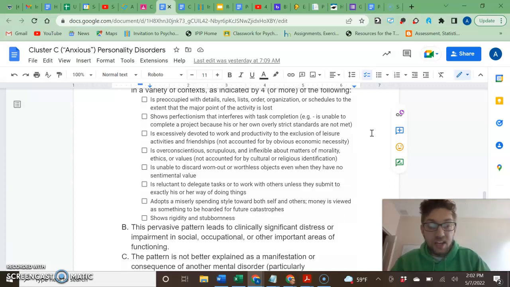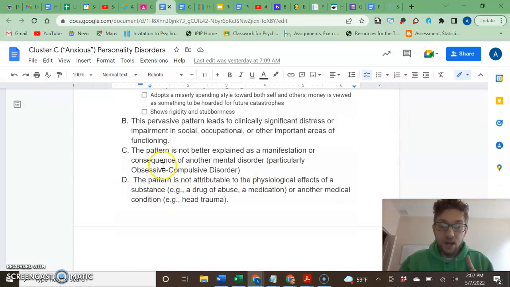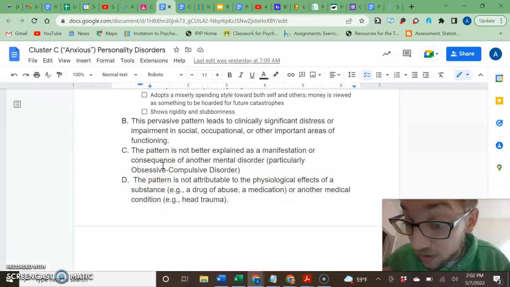They are also reluctant to delegate tasks. They need to do everything by themselves. They don't trust other people to get things done right. And they're generally rigid and stubborn, right? So that's OCPD, and keep this in mind, right? Because differential diagnosis is very important. I'm going to be looking for this with your project.